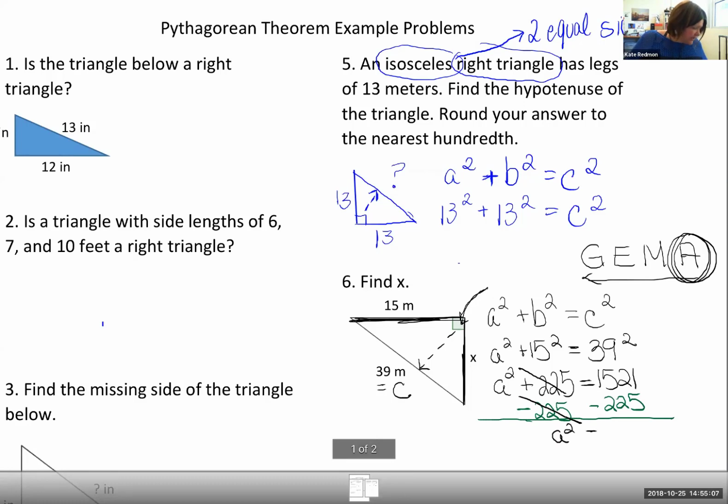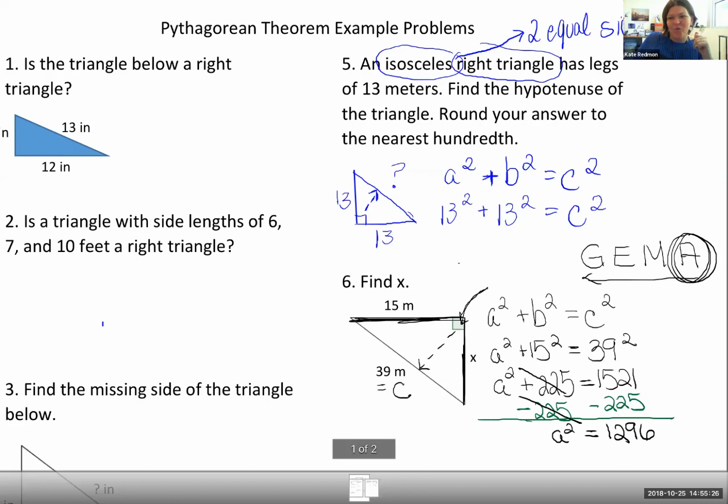And on the right-hand side, there's the math to do. We'll take 1521 and we'll subtract 225. And again, you can do that part in your calculator. The calculator can do those calculations for you even if it can't handle the algebra. And I get a squared is equal to 1296.